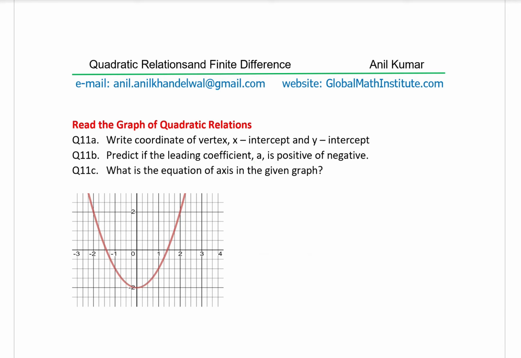Question number 11. Well, it is exactly similar to the previous question. In this case, we are given a graph of a quadratic relation. Write coordinates of vertex, x-intercept, and y-intercept. Predict the leading coefficient value, whether it is positive or negative. And then we need to write the equation of the axis, right? So I'll take this as your next question for quiz. So let it be a quiz for you. Question 4.